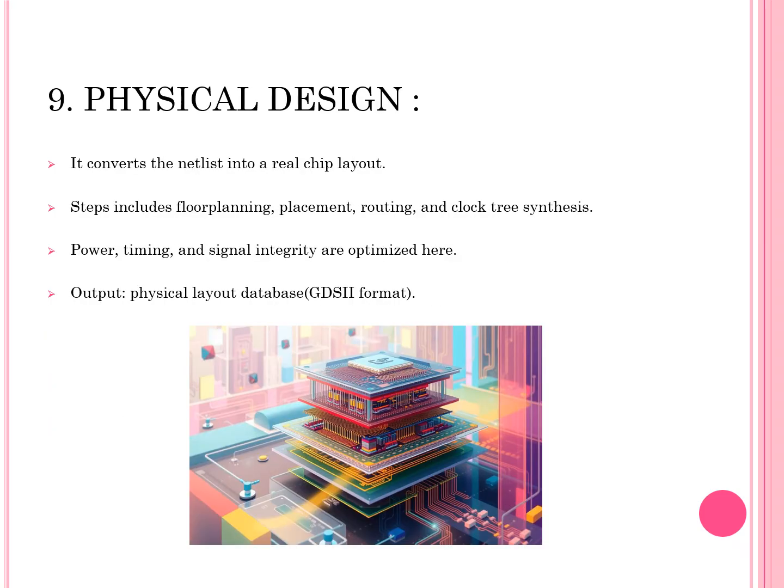After the synthesis stage, we move to the physical design phase. This step converts the netlist, which is a logical representation of a circuit, into an actual chip layout. It involves several key stages like floor planning, where we define the chip's structure and allocate space for different functional blocks. Then placement, which determines the exact location of all standard cells. Then routing, where interconnections between cells are created.